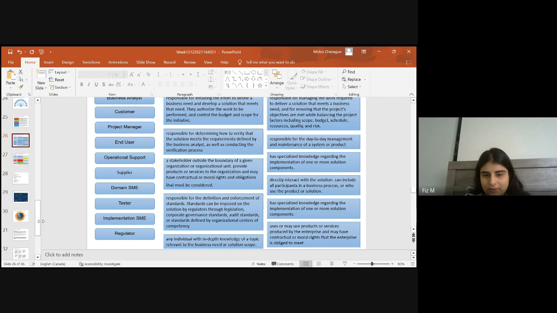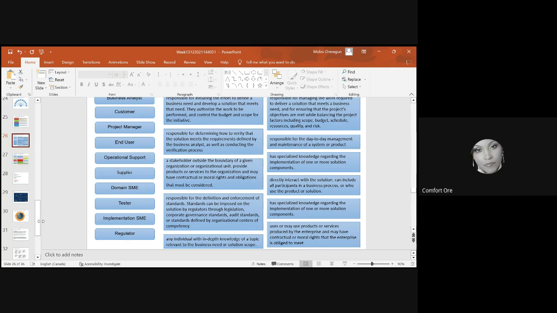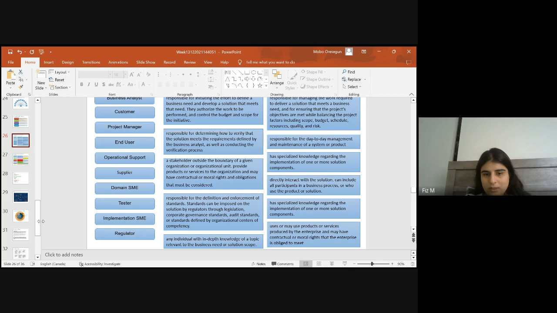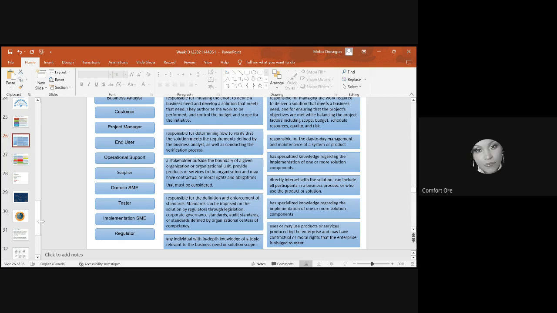And then for customer, I would say it uses or may use products or services produced by the enterprise and may have contractual or moral rights that the enterprise is obliged to meet. And for project manager, managers are responsible for the day-to-day management and maintenance of a system or a product. Okay, good.